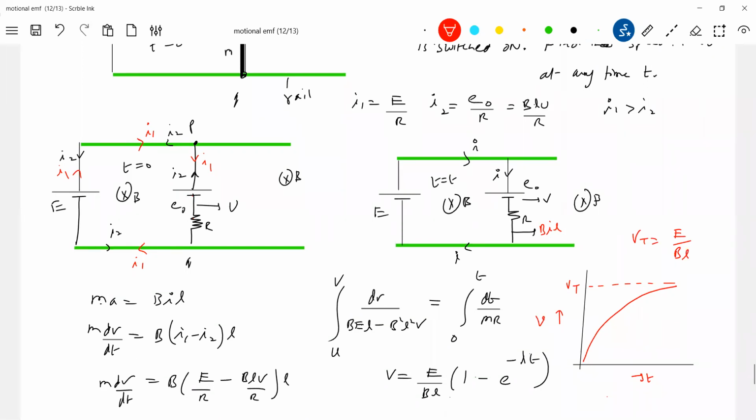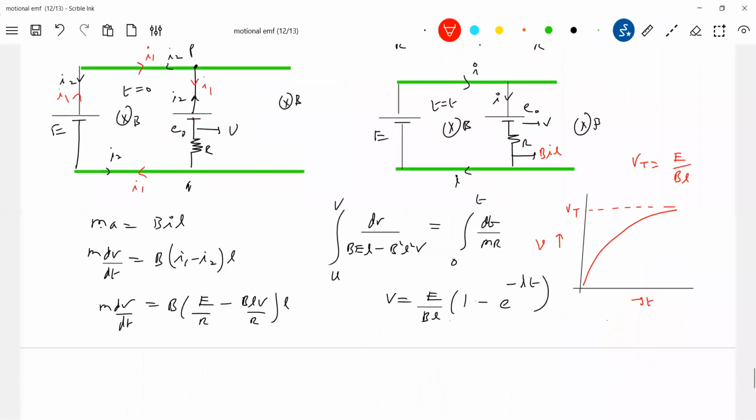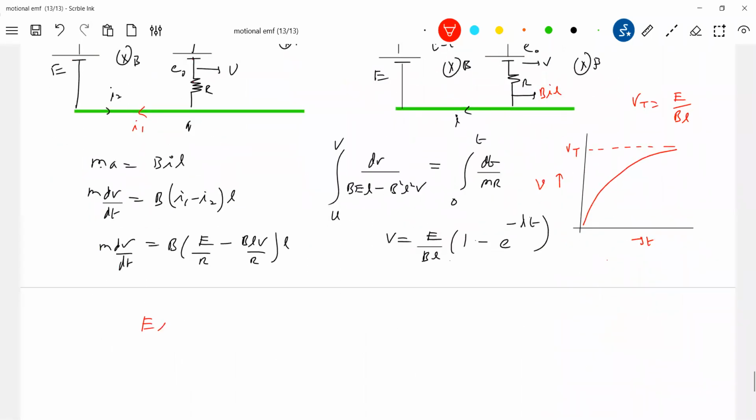Okay, so now who will supply the energy? The cell. A part of the energy supplied by the cell is utilized to increase the kinetic energy of the rod. The remaining is heat generated in the resistor. In terms of power equation, what do you write? E into I should be equal to dK by dt plus I squared R.